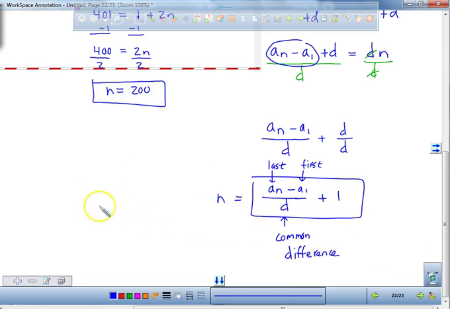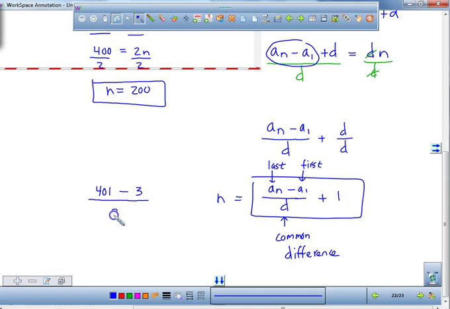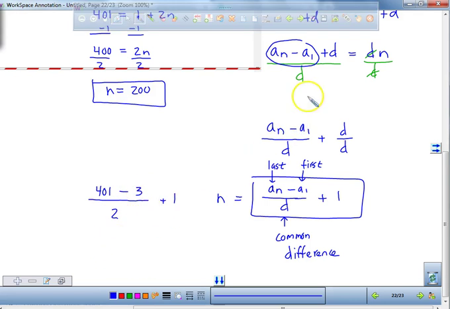We'll show you how we could use our answer to check it. What was our last number? Our last number was 401. What was our first number? It was a 3. What was our common difference? It was going up by 2, right? It was going up by 2, and we're going to add a 1. So 401 minus 3 is what?